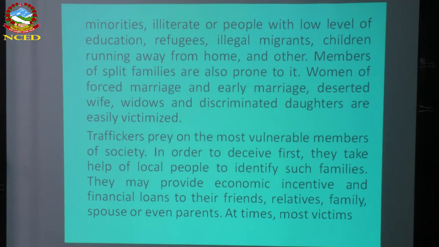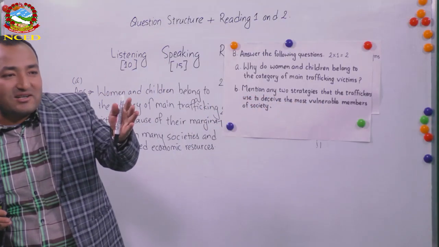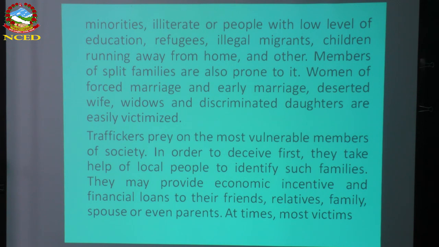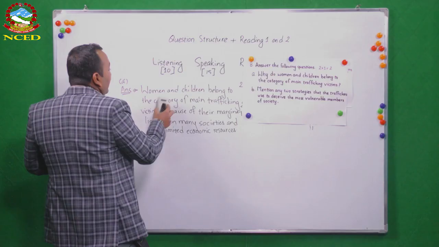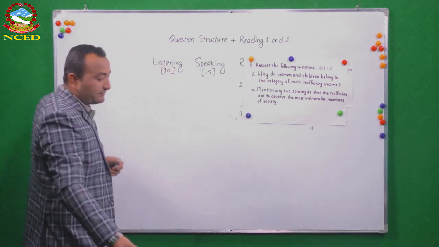Don't copy each and everything from the passage. Sometimes when people don't know the answer, they just try to find the word deceive or vulnerable. If they find these key words in the passage, they try to copy the whole sentences so that their answers could be correct. But that is not the way we do it. Let me show you how we write here.